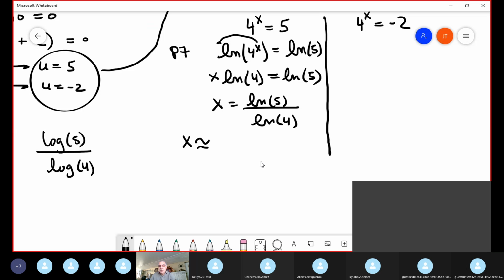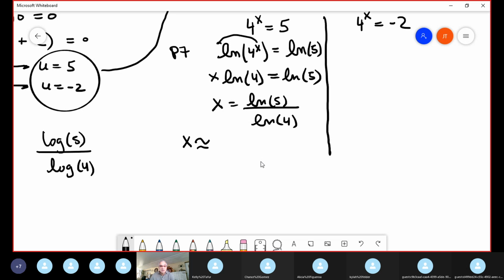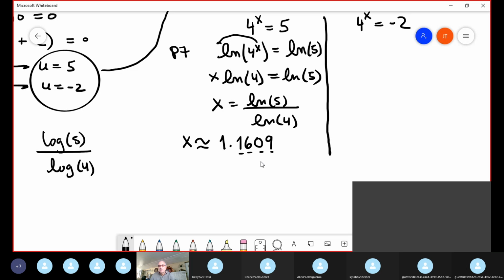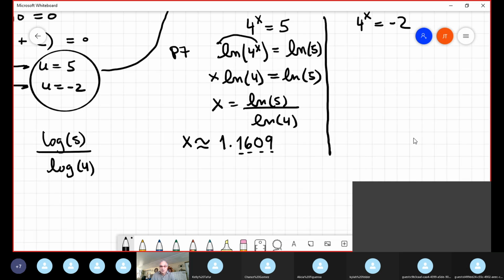Come on. 1.16. Very well. Suppose they want 4 decimal places. So 1.1609, something like that. See, they want 4 decimals. Okay, super. This is my first solution.